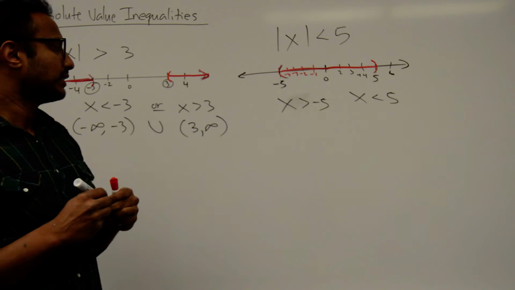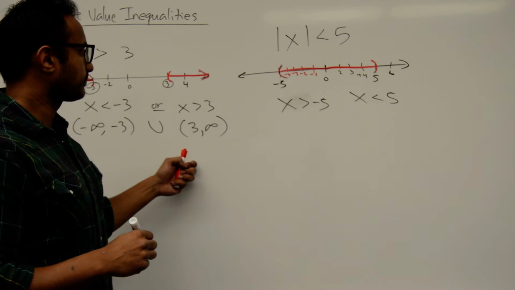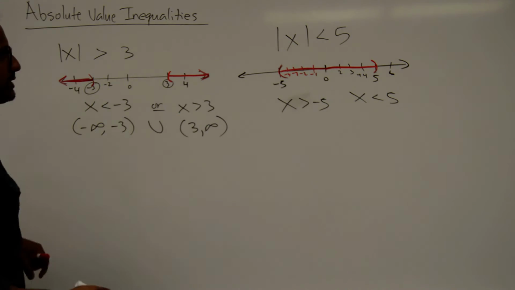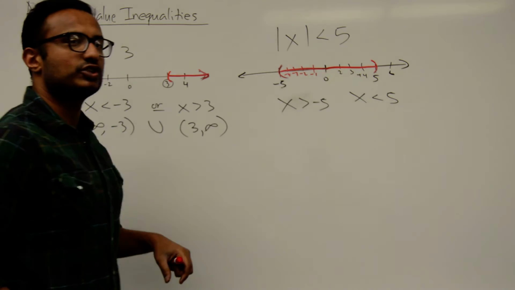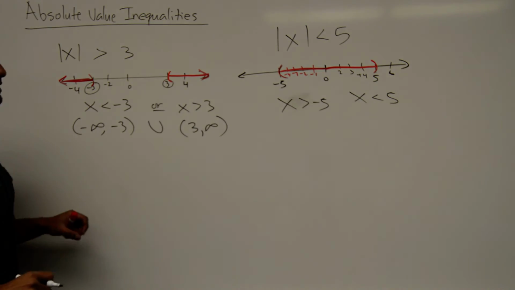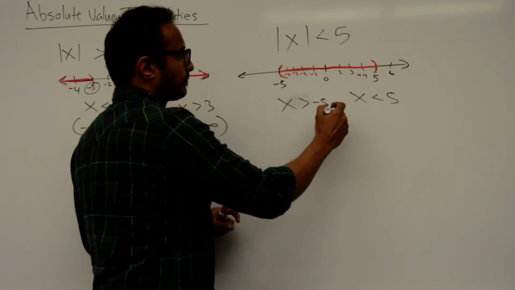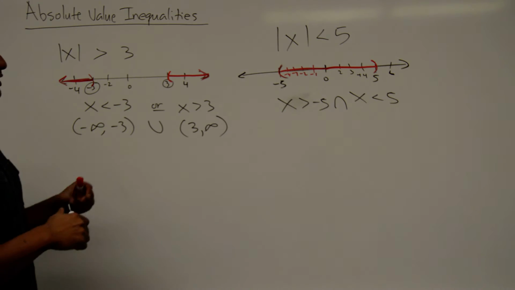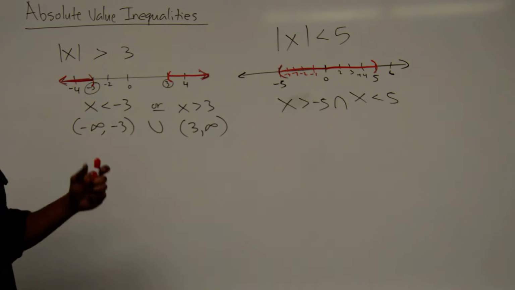So here's what happens. This is called an intersection. The earlier case was a union because you got two disjoint sets. Here we have just one solution set. We don't have two different directions. They meet in the middle. So this is called an intersection. An intersection is given by the flipped U.